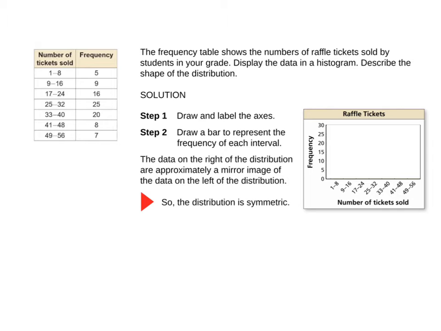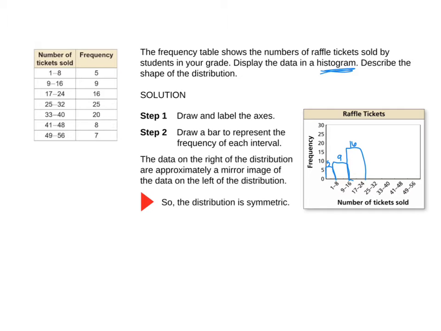This was supposed to be example 1. So from 1 to 8, there are 5 tickets. In a histogram, the boxes are connected. So we go from 9 to 16, and we're going to go right into that. I just write the number on top because I think it makes it easier to see. Then we go up to 16.